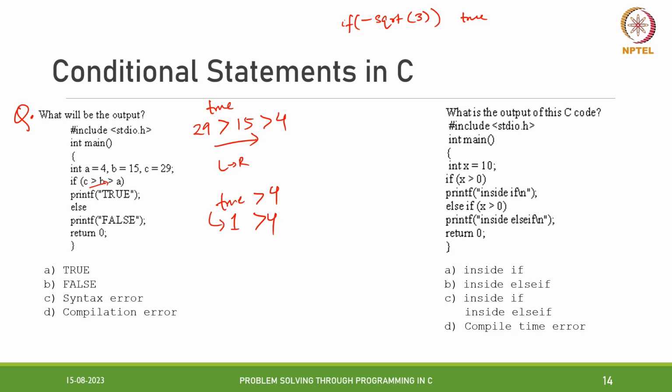1 greater than 4 will be false. So this entire expression turned out to be false, so here you will get false being printed. Is it clear?